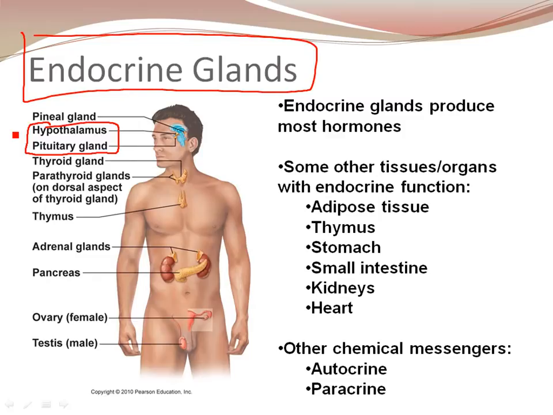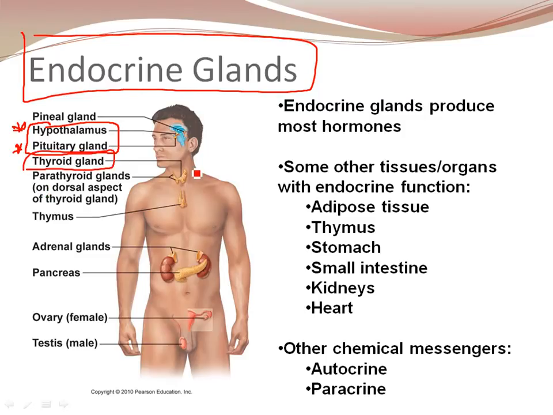Hopefully you remember that the hypothalamus is located on the inferior medial portion of the brain. It's actually nervous tissue, but it has endocrine function as well. The pituitary gland, the little bean-shaped organ that's located right there very close to the hypothalamus, is an incredibly important endocrine gland. You will spend quite a bit of time discussing its functions.